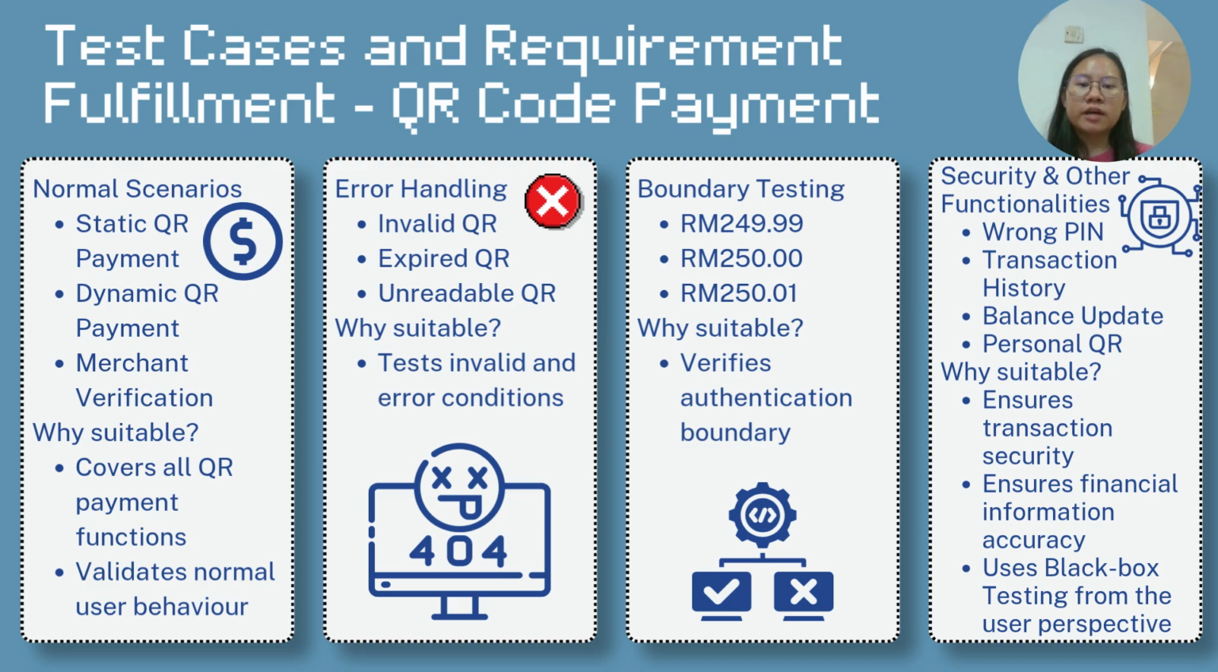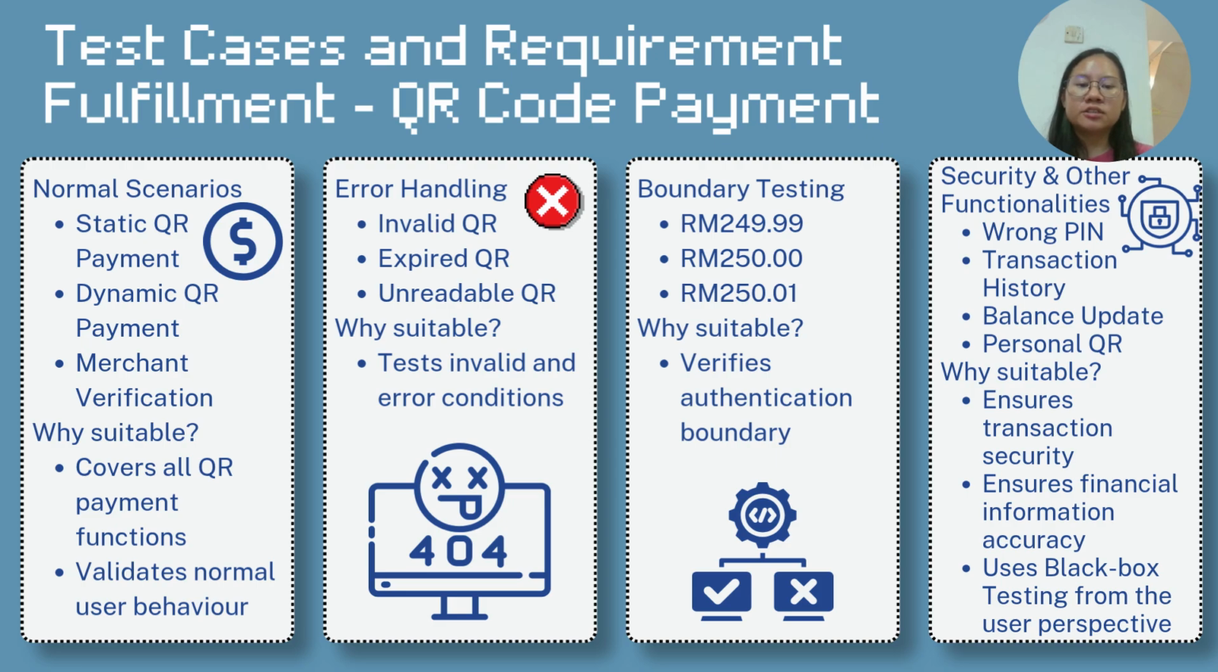Third, boundary value analysis is applied at RM 249.99, RM 250, and RM 250.01 to verify that additional authentication is only required when the payment amount exceeds 250 ringgit. This ensures that the authentication rule is implemented correctly at the boundary values. Finally, other functionalities such as transaction history, balance updates, direct scan access, and personal QR generation are also tested to ensure supporting features work correctly.